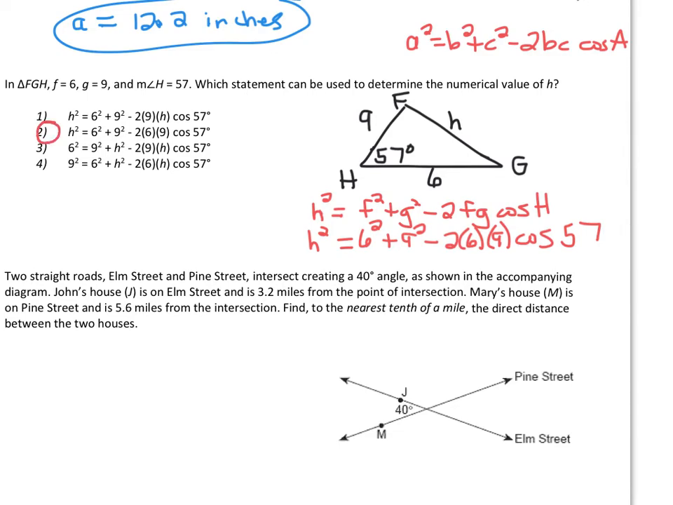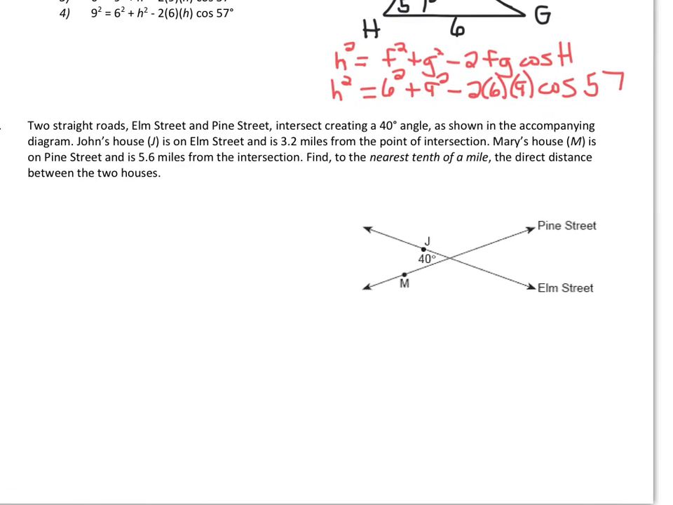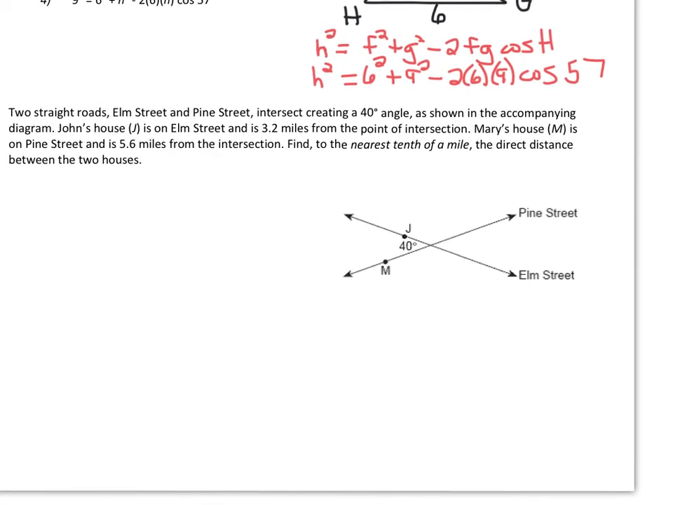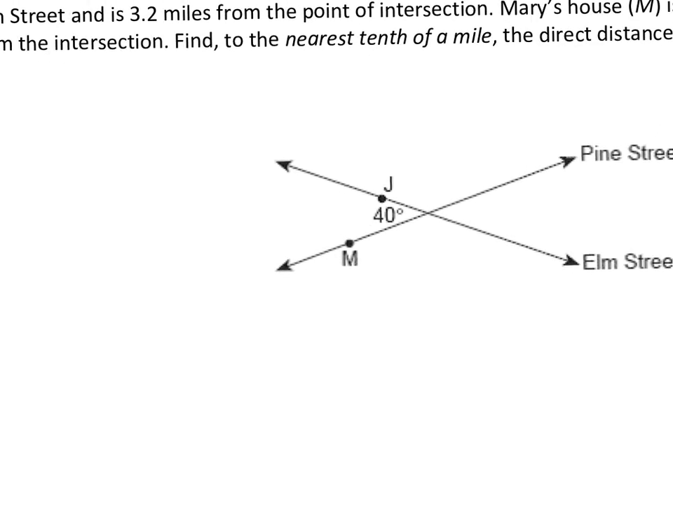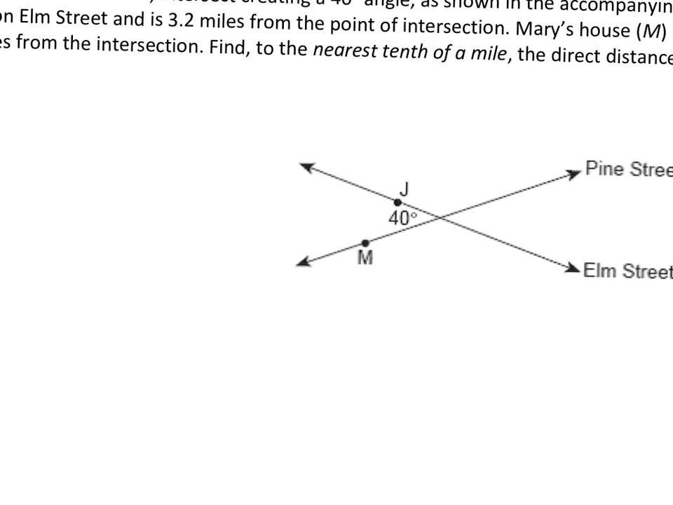Okay, so number 13, two straight roads, Elm Street and Pine Street, intersect, creating a 40-degree angle as shown in the accompanying diagram. John's house, J, is on Elm Street and is 3.2 miles from the point of intersection. I'm going to have to make this bigger so I can write on it, because that's too small for me. So this is 3.2 miles.